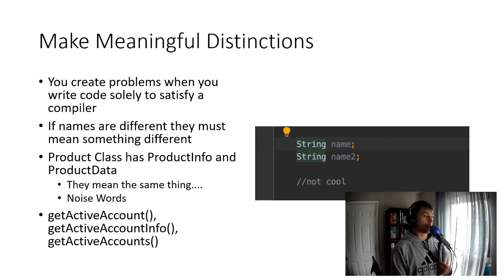And there's no compiler error here. These are two different variables, but they've got to mean something different. You can't just stick a number at the end of a variable name and say, hey, this is different. Yes, you can do that. I've done that before, but you shouldn't write it to satisfy the compiler. You should write it for the programmer that's going to come back to your code base later. So if names are different, they must mean something different. Name must be something different than name2.